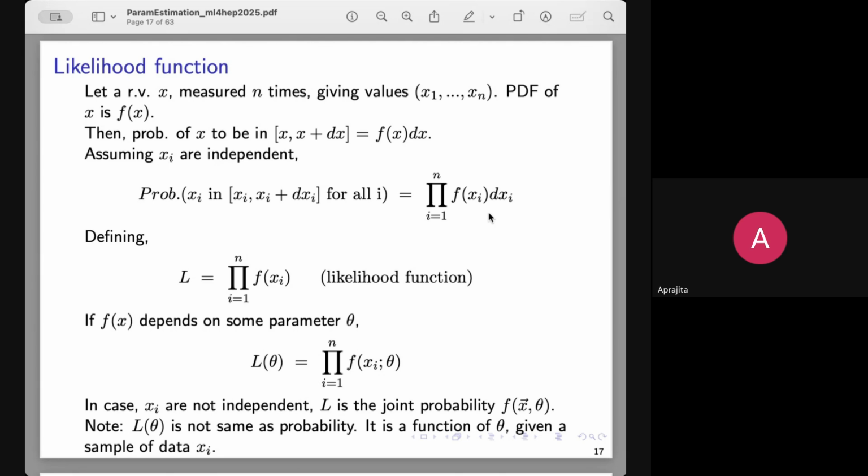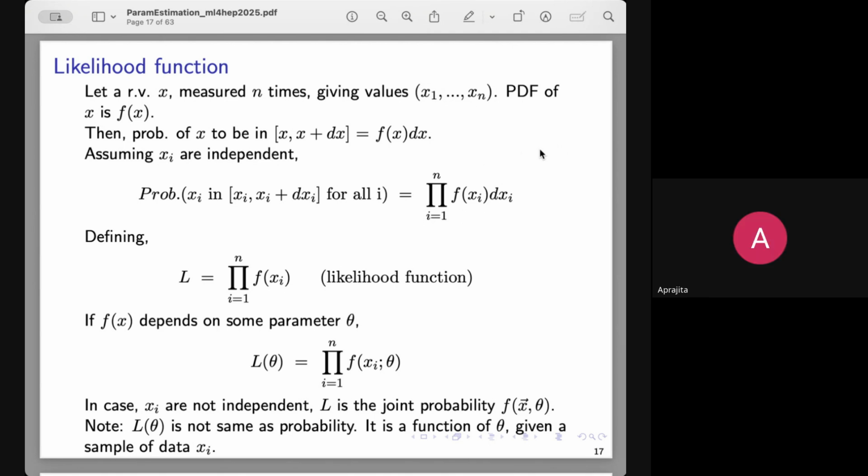So if the parameter that you are choosing is not correct, then the probability of getting these events would be small. The probability of getting x1 to xn events would be small, right? Because you are not choosing the probability correctly. If your assumed probability is not correct, then the probability of getting this data would not be high.